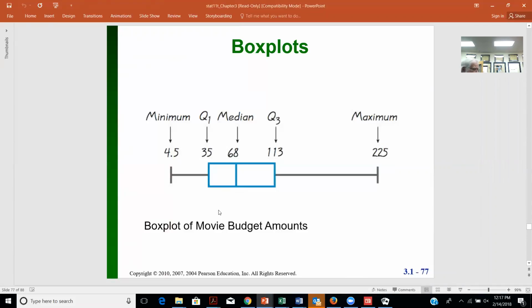Now, if we don't have the exact data, if we try to proportionally stretch out our line, we can approximate what this looks like. But it gives us a good idea. We know that 225 is way outside the third quartile. Okay. That makes sense?